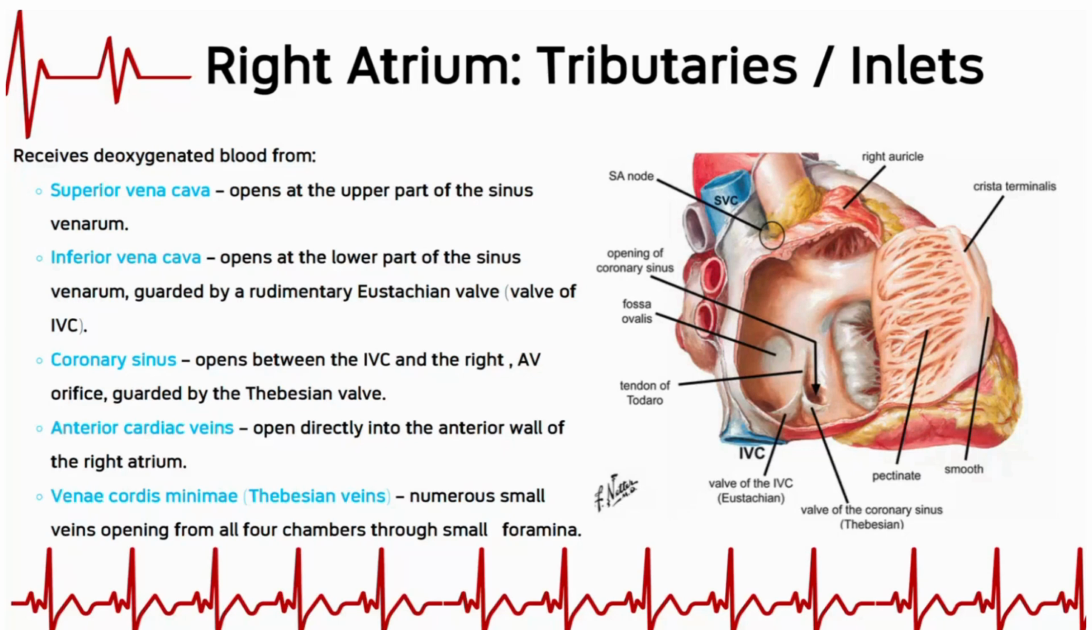The right side of the heart deals with deoxygenated blood. The right atrium receives deoxygenated blood from the superior vena cava. The superior vena cava is generally bringing blood from the head, neck, and upper limbs back into the heart, and it opens up at the upper part of the sinus venarum, the smooth part. The inferior vena cava opens up at the lower sinus venarum, and it is guarded by a rudimentary Eustachian valve called the valve of inferior vena cava.